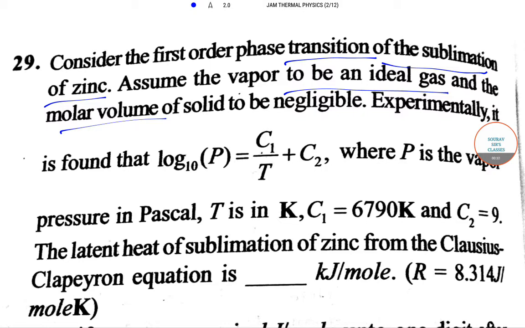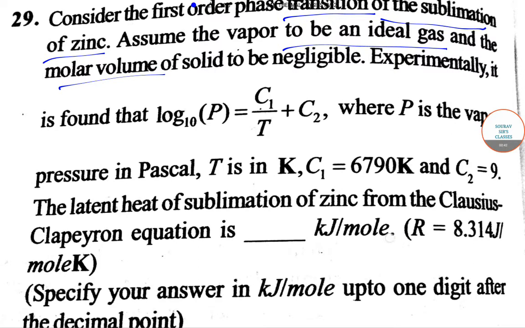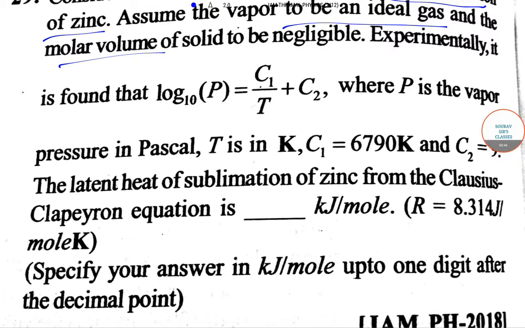Experimentally, it is found that log 10 P is equal to C1 by T plus C2, where P is the vapor pressure in Pascal and T is in Kelvin. C1 is equal to 6790 Kelvin and C2 is 9. So the latent heat of sublimation of zinc from the Clausius-Clapeyron equation is what?